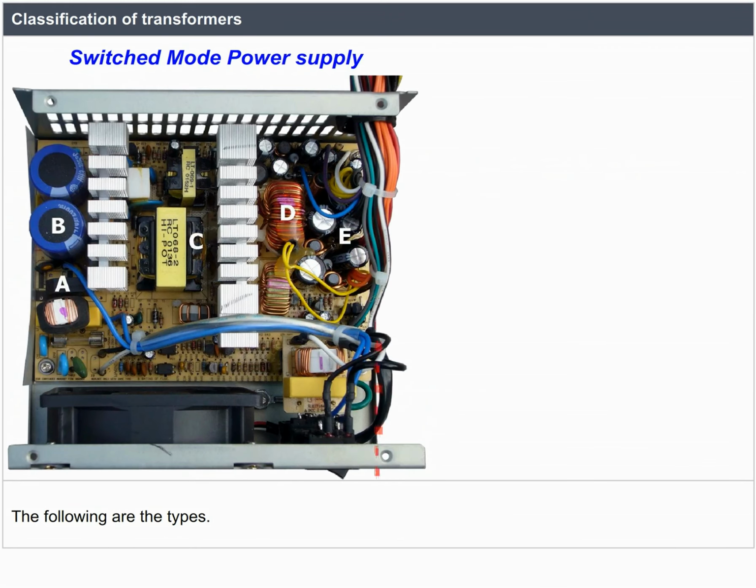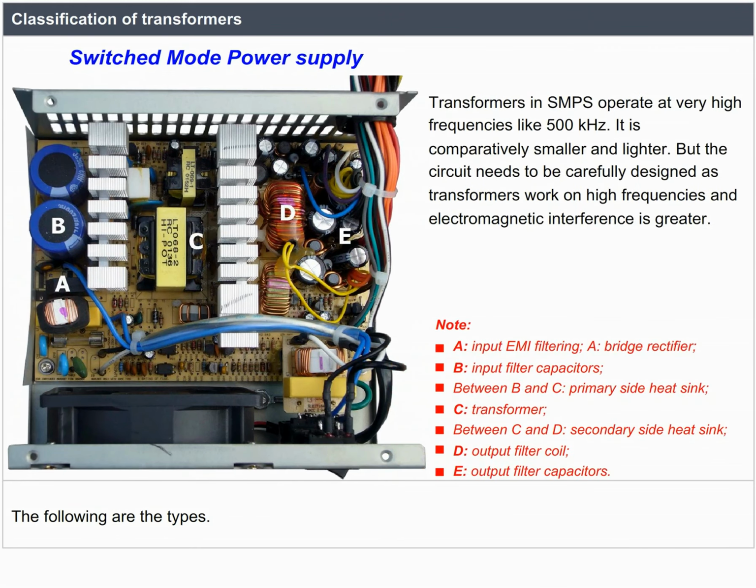Switched mode power supply. Transformers in SMPS operate at very high frequencies like 500 kHz. It is comparatively smaller and lighter, but the circuit needs to be carefully designed as transformers work on high frequencies and electromagnetic interference is greater.